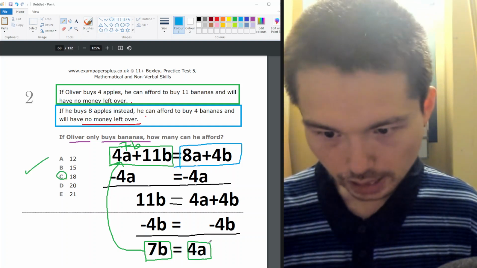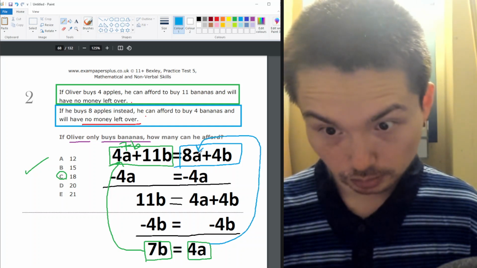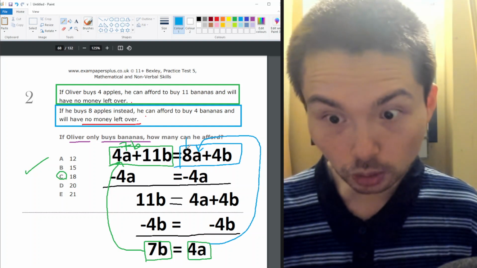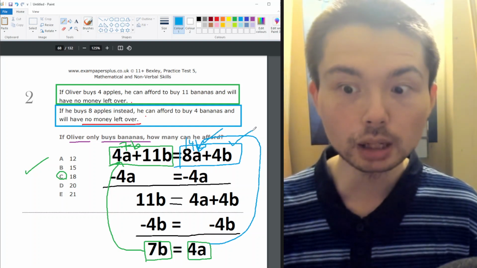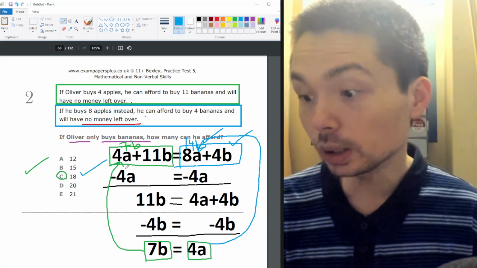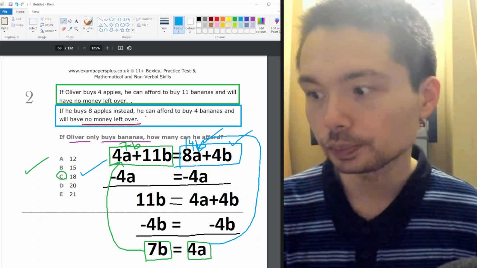I can also put it in the blue one. If I put that here, that 4 apples is 7 bananas, so 8 apples is 14 bananas. So it's the same thing. 14 plus 4 will be 18 bananas. That question is too long. We're 7 minutes in. Let's do one more, that might be it.